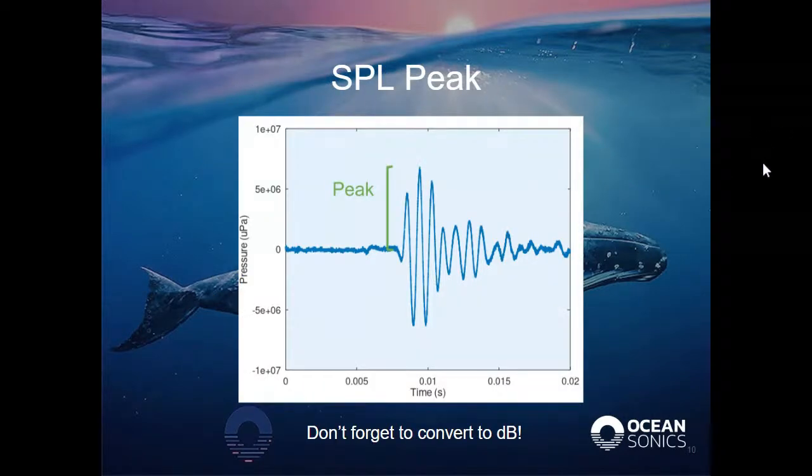So next we'll talk about SPL peak, a different way of measuring sound pressure level. And it's very simple. It's literally the peak pressure in the signal that you're looking at. So for this waveform here, the peak pressure is positive, and it's about 7 Pascal. So we measure from 0 up to the highest, but it's the highest absolute value.